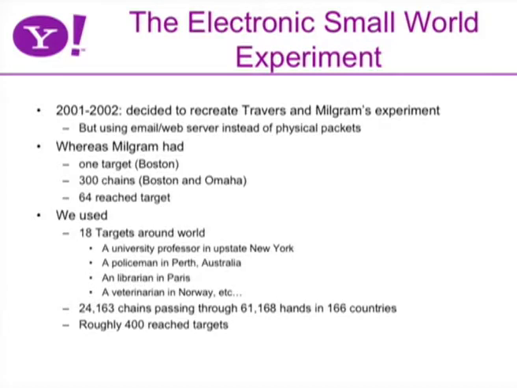And so in the end, we had about 18 targets around the world instead of Milgram's one, and 24,000 of these message chains passing through almost over 60,000 people in 166 countries. And I think there's 192 countries in the United Nations. So this is sort of getting close to the scale of the whole world. And you can see how this works.